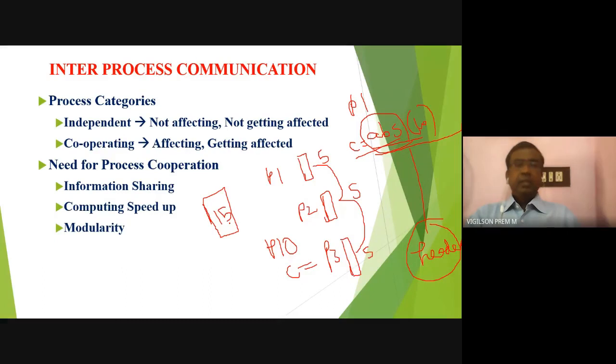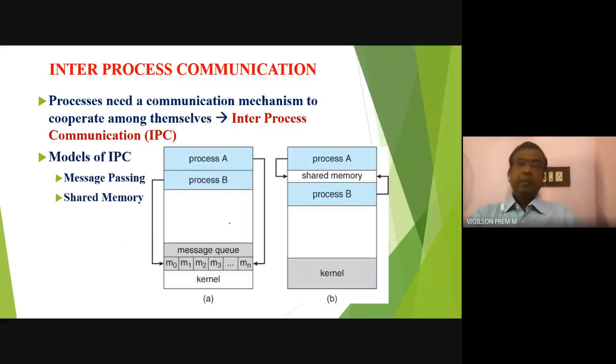Then, of course, modularity. As you know, C is a modular programming language, and I already told all those examples. And the last one, convenience. It will be ease of use. It will help the user to be comfortable with the process. Next, process categories and the need for process cooperation.